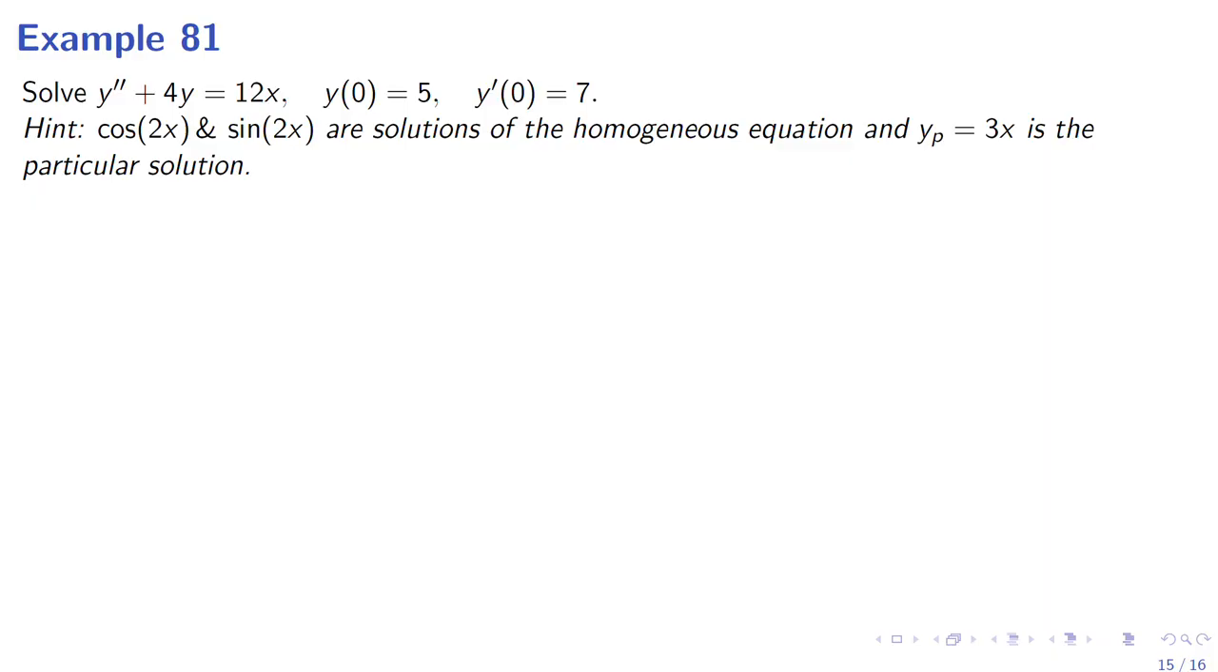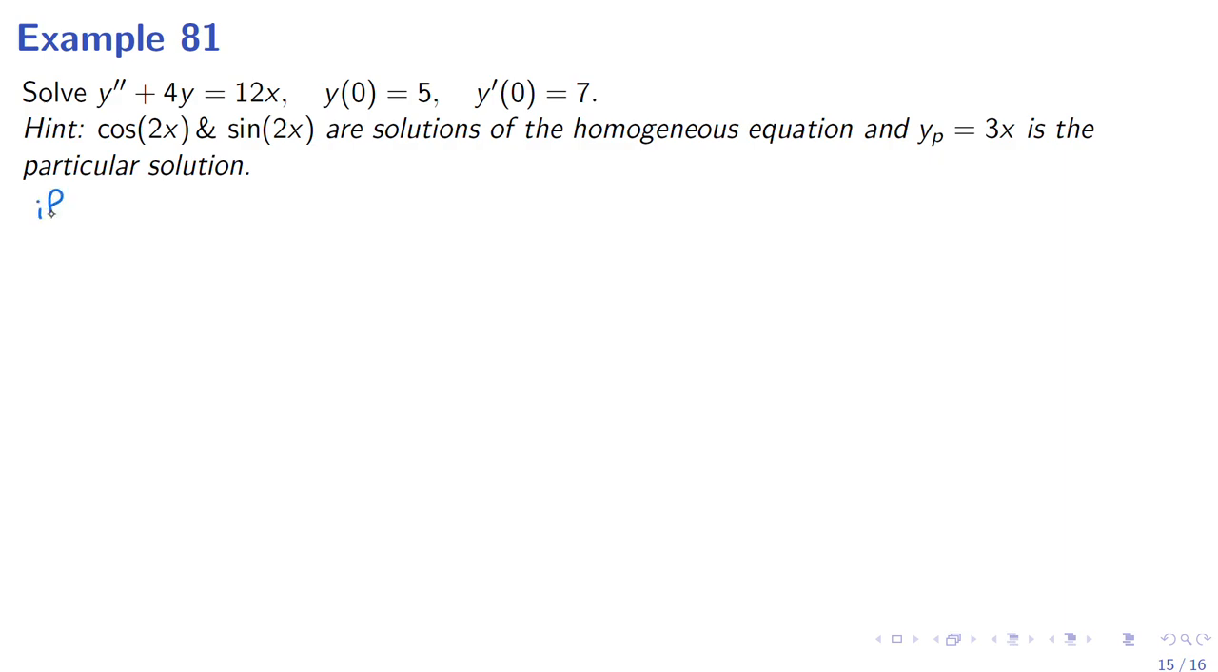Okay, so with that information, let's try to solve this example 81. We have the second order linear equation with 12x on the right hand side as the function, with these two initial conditions. We need to solve this equation. Here I have given some hints as well. Cosine 2x and sine 2x are solutions of the homogeneous equation, and yp equals 3x is the particular solution. Okay, so let me show this statement is correct.